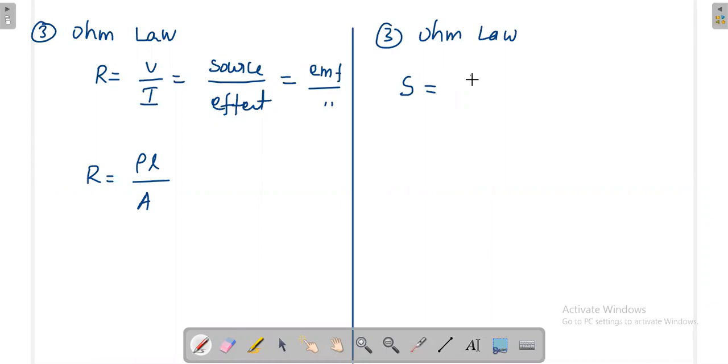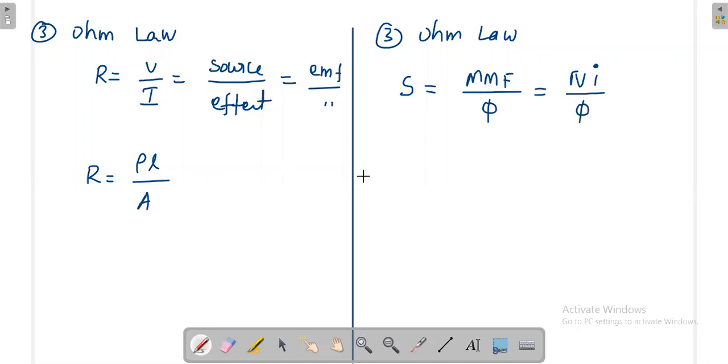Again, S means what? MMF. Instead of electromotive force, this is like magnetomotive force. Again, what is the effect here? The effect here is flux, pi. Again, MMF can be written as Ni, divided by pi.